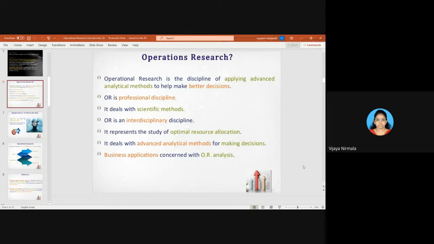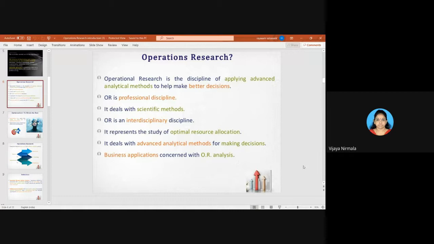So operations research is a quantitative approach. It is a quantitative approach to decision making. So already we have said that operations research is mainly meant for decision making, and this is done based only on the quantitative approach, that it is not qualitative. We use decision making based on the scientific method of problem solving.